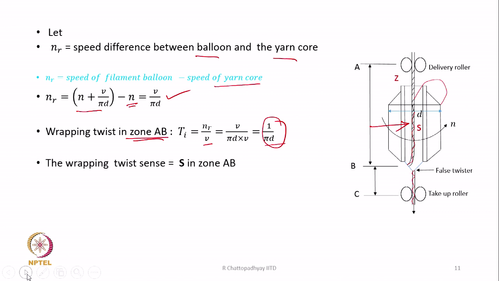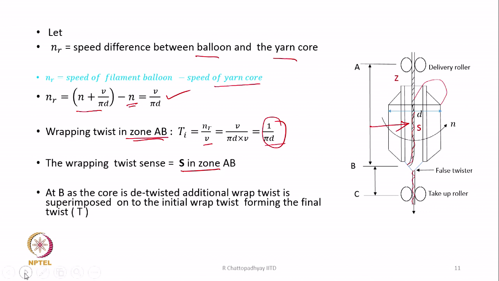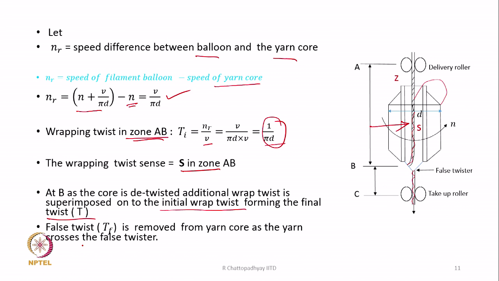The wrapping twist sense in zone AB is going to be S. At B, that is at the point of the false twister, the core is detwisted and additional wrap twist is superimposed on the initial wrap twist, forming the final twist, that is T, and therefore, the false twist is removed from the core.